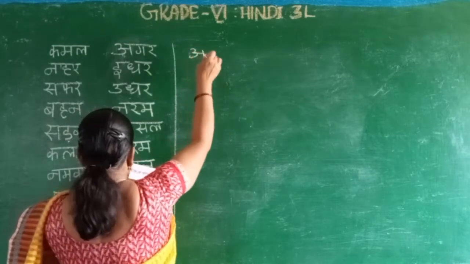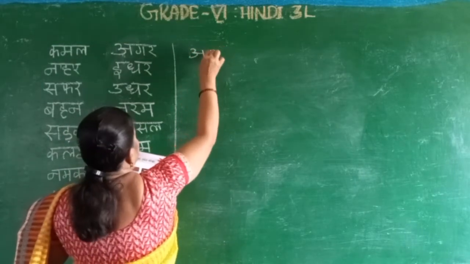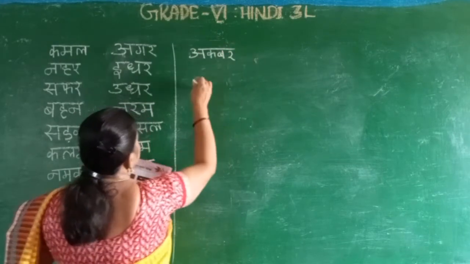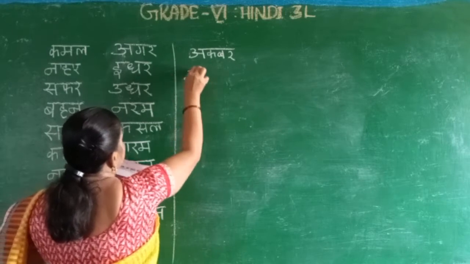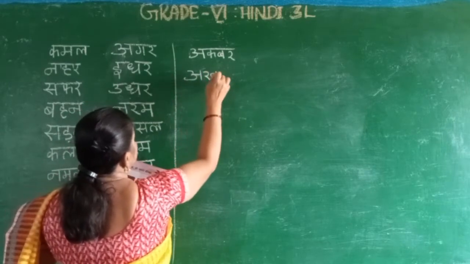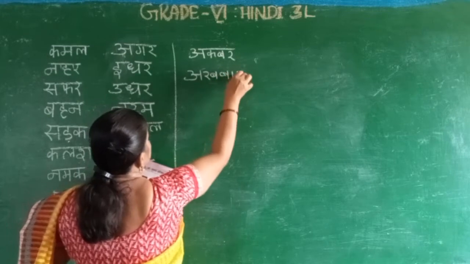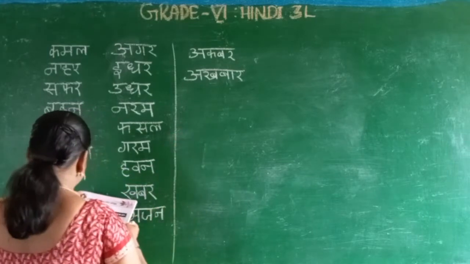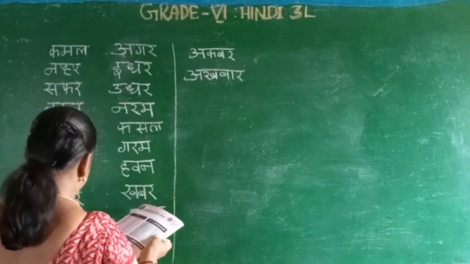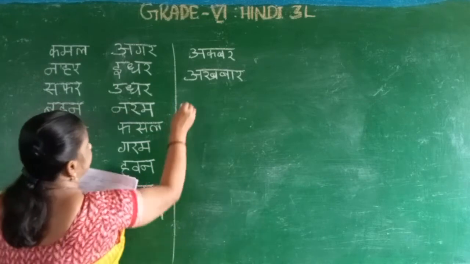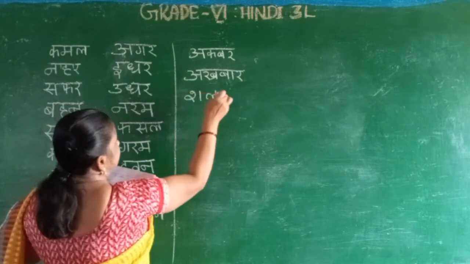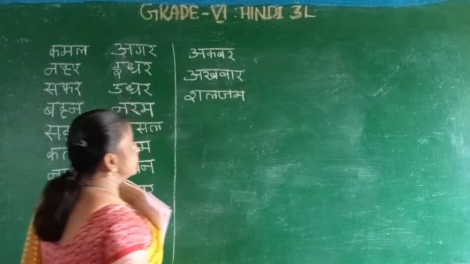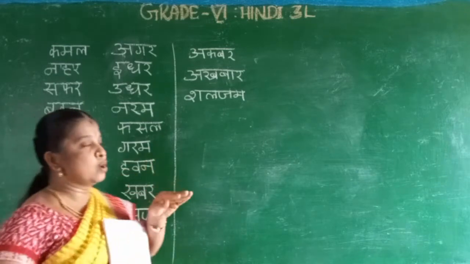A, ka, Akbar. That is the name, Akbar. Next one. A, ka, ba, ra. Akbar. And next. Sa, la, ja, ma. Saljam. Ma, you see one main thing, already you know how.